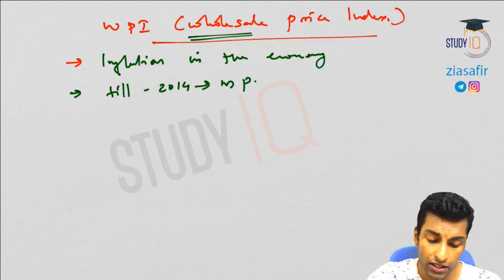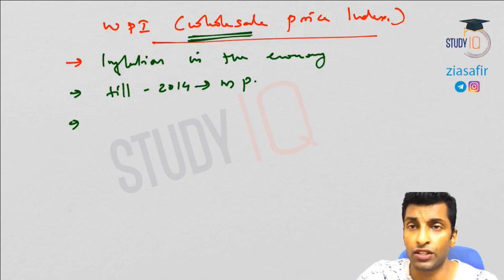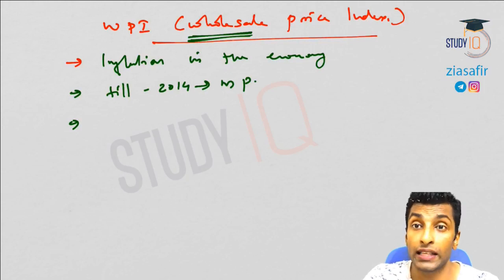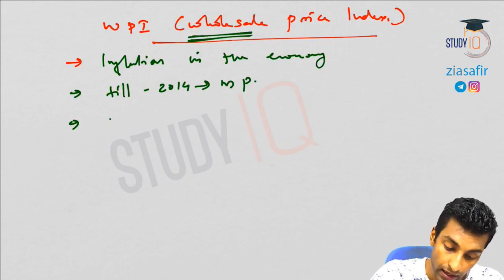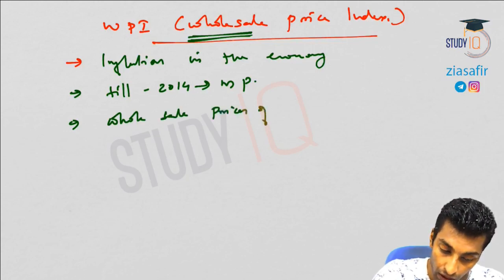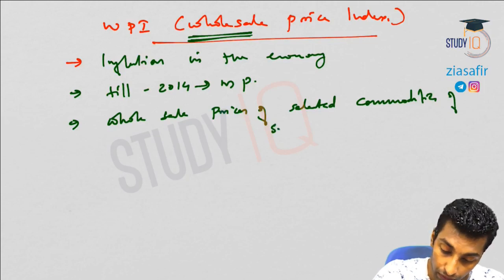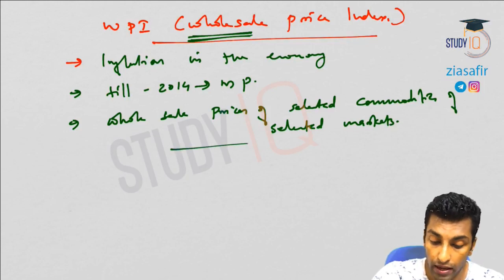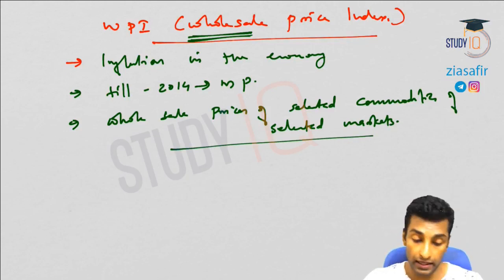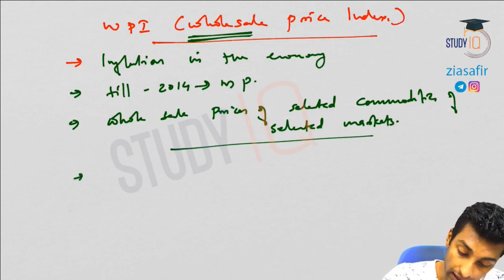Now it is based on wholesale prices, as its name indicates. Is it based on all commodities? No, you cannot take all the commodities, so you will go for sampling. So selected commodities of selected markets. Okay, so this is based on wholesale prices of selected commodities of selected markets.